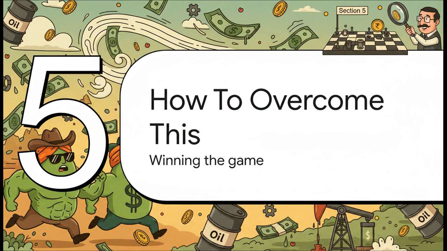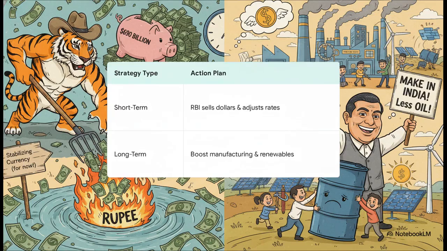That brings us to Section 5, how to overcome this. Winning the game. Overcoming this severe currency depreciation requires two entirely different playbooks. In the short term, the Reserve Bank of India steps in. The RBI has a massive war chest, around $690 billion in foreign reserves. They can sell those dollars into the market to absorb rupees and manage extreme volatility. But they can't just burn through those reserves forever.